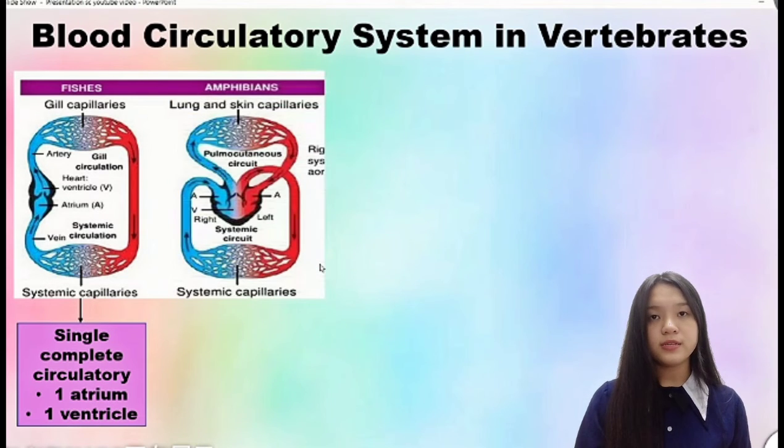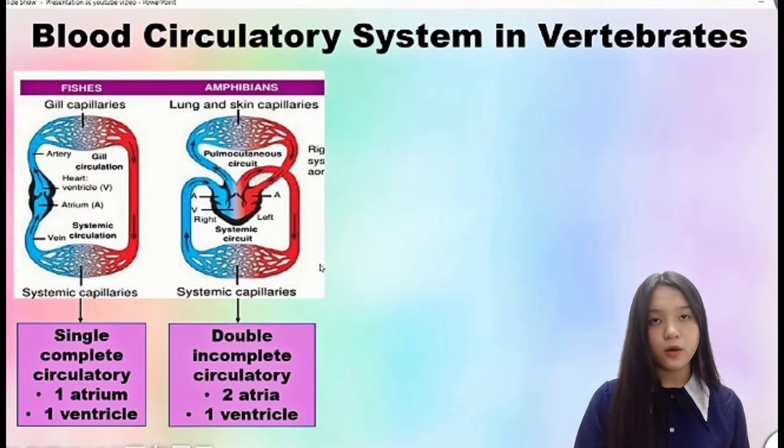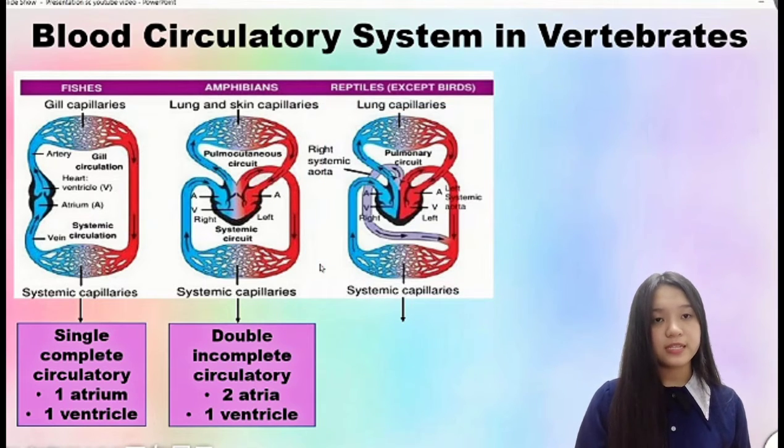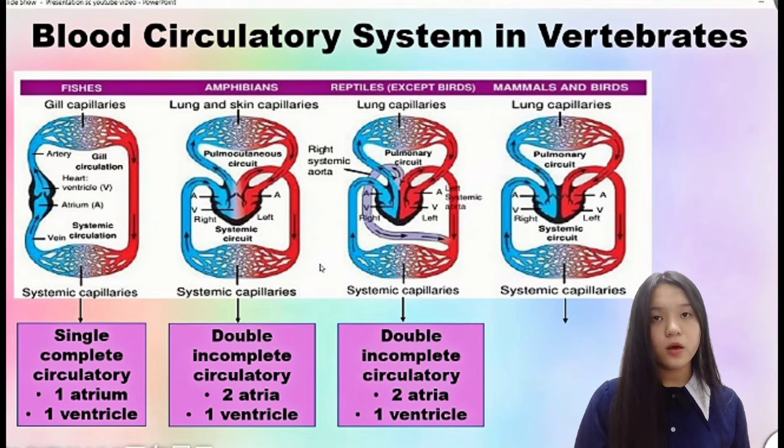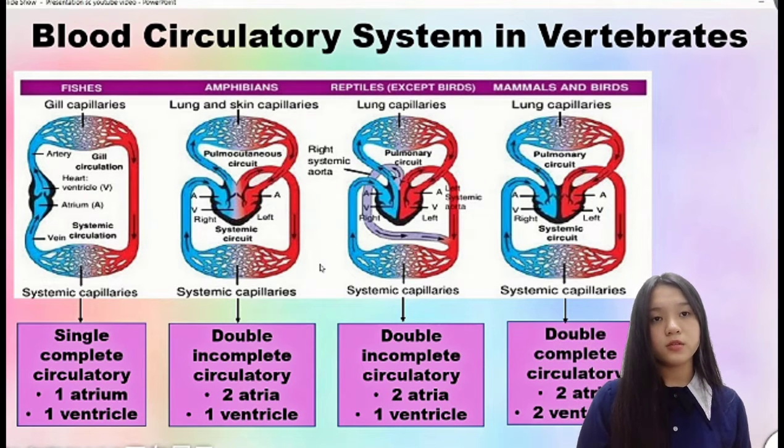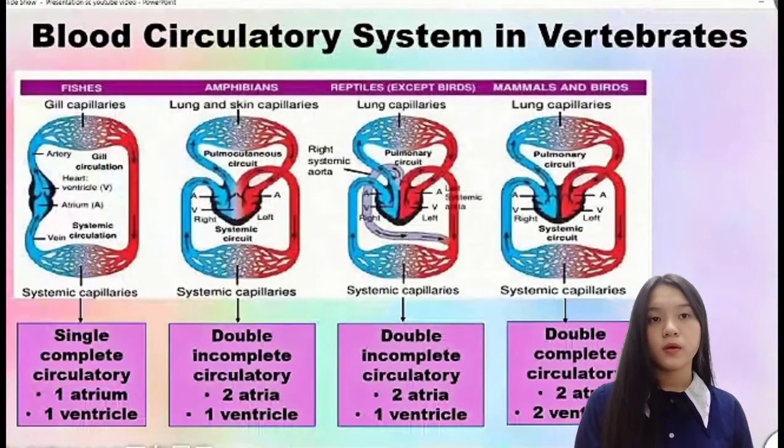Besides that, the blood circulatory system of amphibians is a double incomplete circulatory system that consists of two atria and one ventricle. Moreover, reptiles are just the same as amphibians, with a double incomplete circulatory system that consists of two atria and one ventricle. Last, the blood circulatory system of mammals is a double complete circulatory system that consists of two atria and two ventricles. If you look at it more closely, you will notice that there are some differences among them.